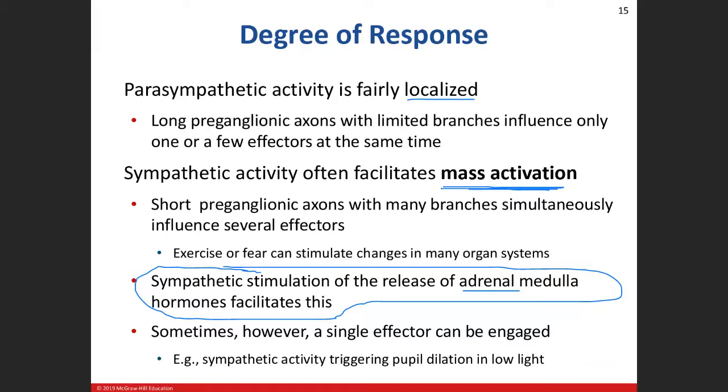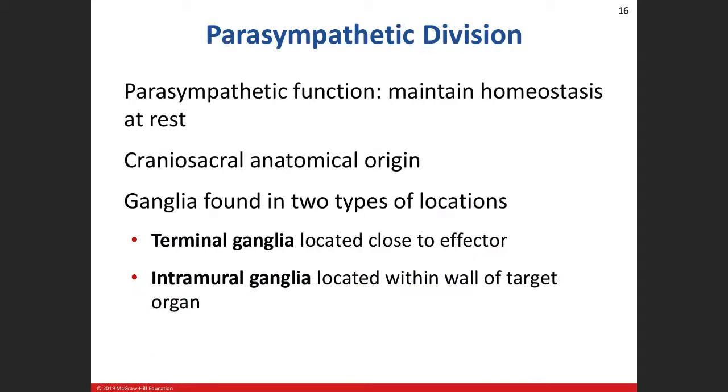Keep in mind, the more synapses that you have in a neuron chain, the slower the response time is. Remember, a monosynaptic reflex will happen quicker than a polysynaptic reflex because there's fewer synapses. When we get to sympathetic stimulation of the adrenal gland, it's going to blow your mind. Okay, so let's start off and talk about the parasympathetic division here.